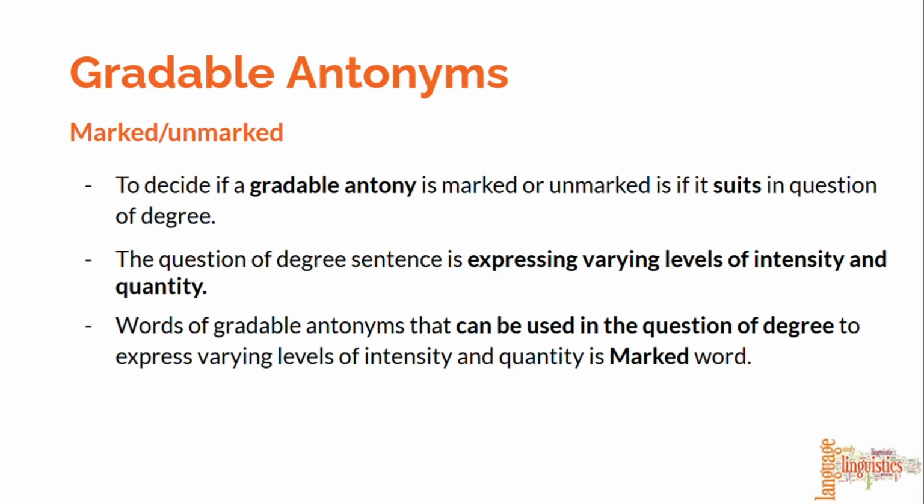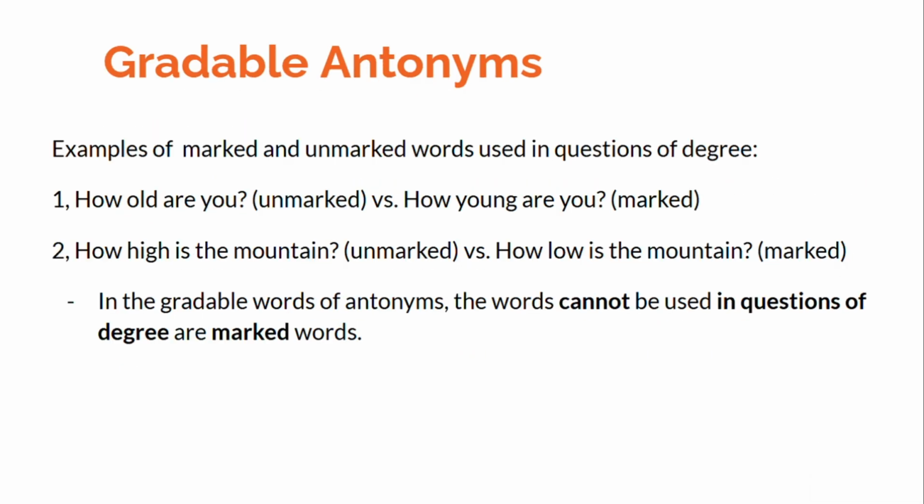And how do you decide it's marked or unmarked? That is, words of gradable antonyms that can be used in the question of degree to express varying levels of intensity and quantity is marked word. Here are examples of marked and unmarked words used in questions of degree. Let's look at the first example, how old are you? Versus how young are you? So the sentence, how old are you?